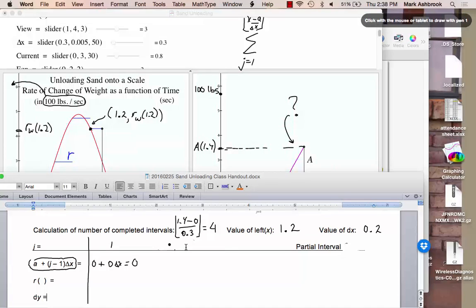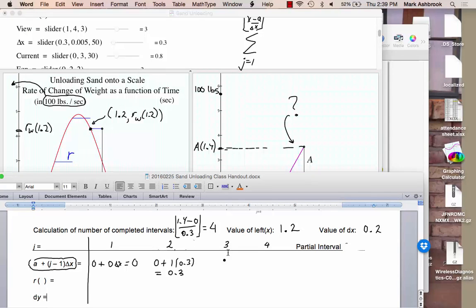Okay, second, let me move these over so we have more room. Second interval. So now we're getting into the guts of how this function works. Second interval, it's going to be a, so 0 plus J minus 1, which is 1, times delta x, which is 0.3, equals 0.6. Is that right? No, 0.3. And what is that? That's the x value at the left side of the second interval.